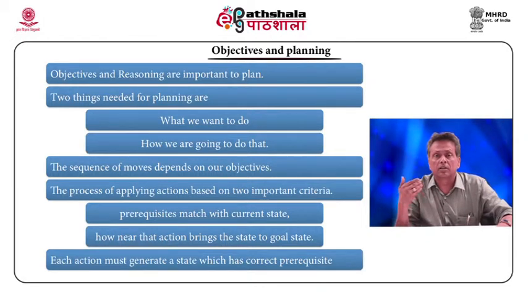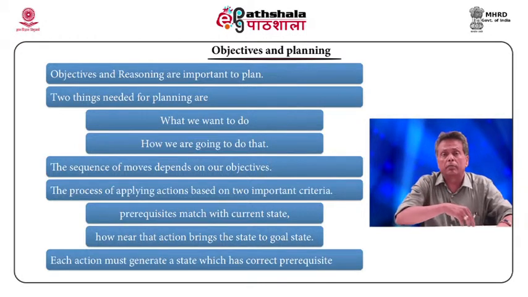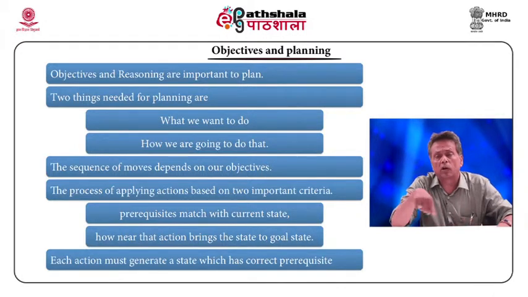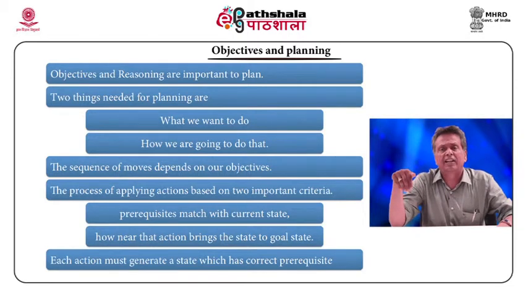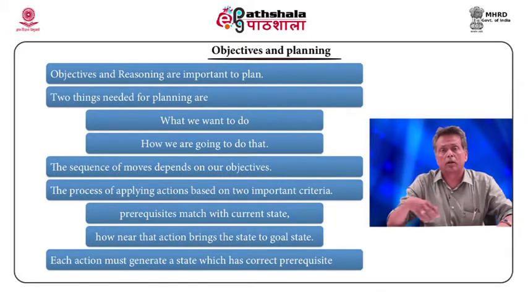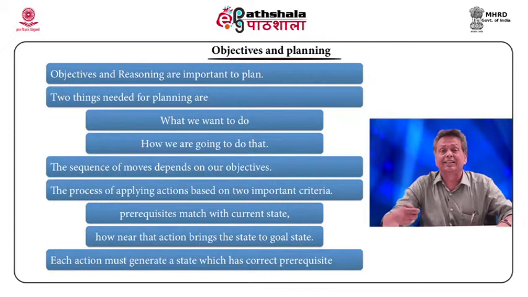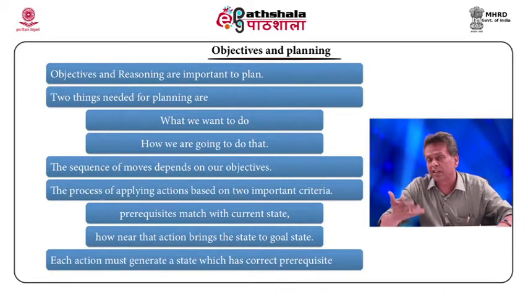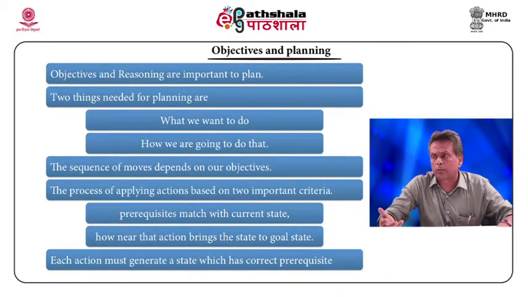So, given a different set of objectives, the planning is going to change. Not only that, in this case also, there may be multiple paths from one city to the other. One is a very short path, but very crowded. So, if you want to travel by car, that road is not very good. You may prefer a road which is longer, but with less traffic. So, your planning is going to change based on your objective. So, this objective is very important. What are the two things you need for planning? What we want to do, which is based on our objectives, and second, obviously, how we are going to do that, the outcome.